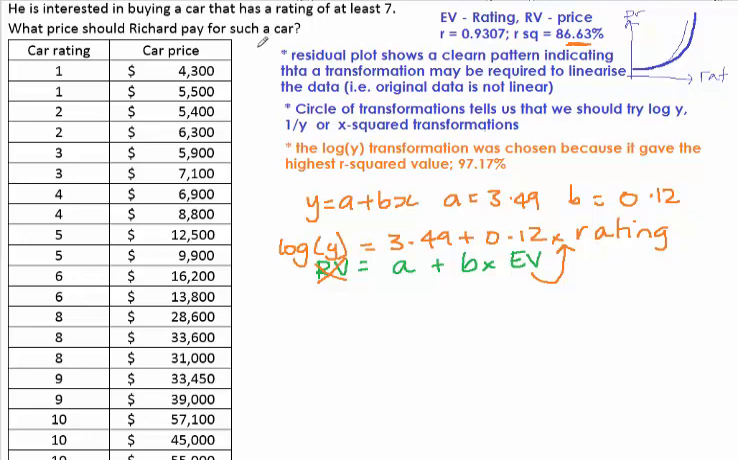Finally, we know that Richard wanted a car that had a rating of at least 7. So my equation, log of price equals 3.49 plus 0.12 times my rating, and from the information in the question, that's a 7. I'm going to enter this exactly like this. I'll use a y, exactly like this into my calculator.